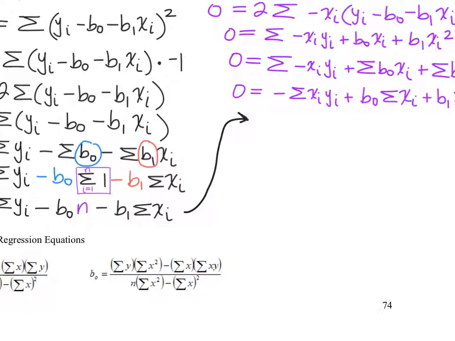And then replace the b sub o in the other equation, right? Because really it's just a matter of bringing this over and dividing by the n. So in terms of just keeping things clean, that's probably the best way to do it, right? So b sub o is going to be equal to the sum of y sub I minus b sub 1 times the sum of x sub I, all over n.